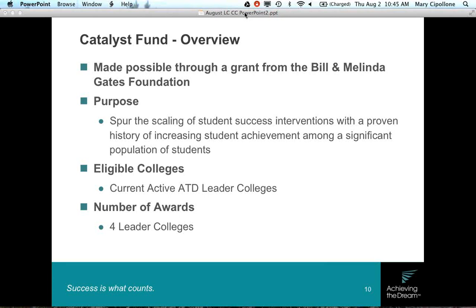The purpose of the Catalyst Fund grants is to spur the scaling of successful student initiatives among a significantly large population of students. The grants are open to all current, active Achieving the Dream Leader Colleges, and we will be awarding 4 Catalyst Fund grants. So this will be a fairly competitive process. Next slide.